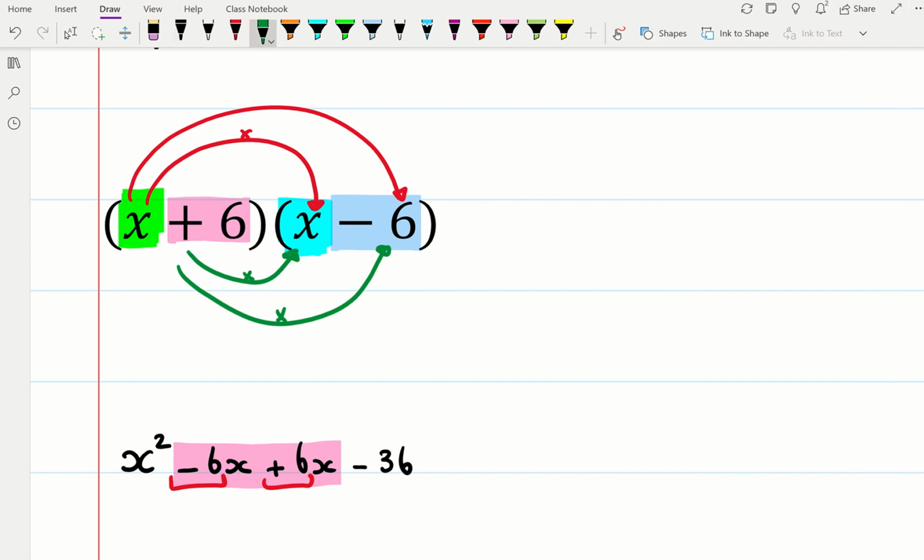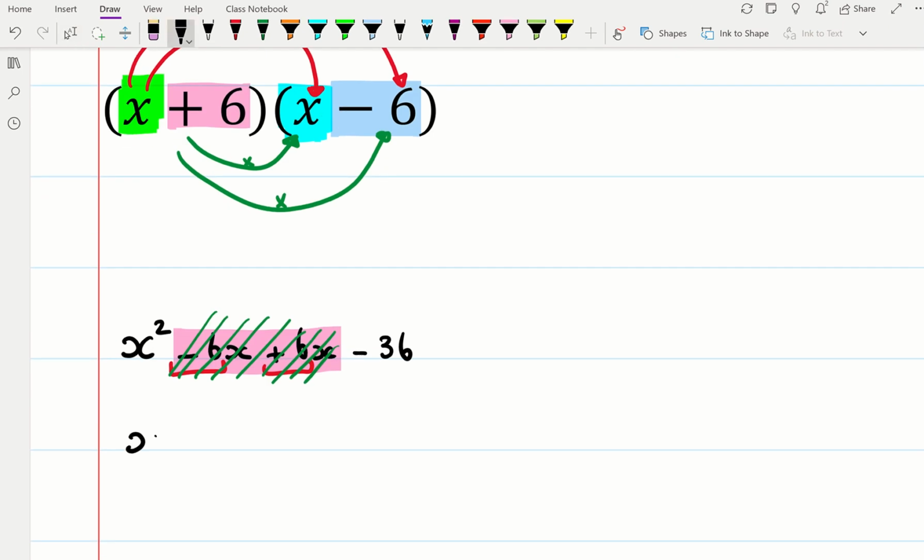So I don't really need to write 0x, I just don't write it at all, because 0x is nothing. So x squared minus 36, and the x disappears because there's 0x. There are no x's left.